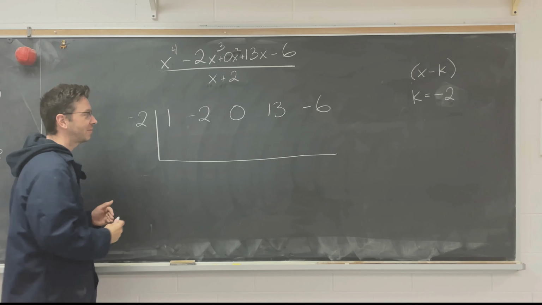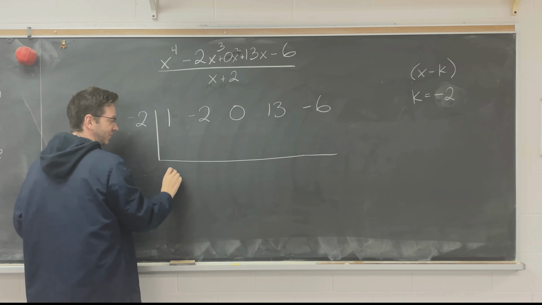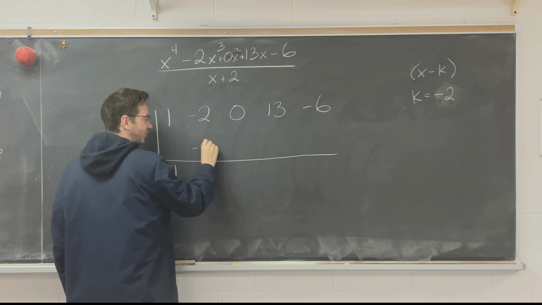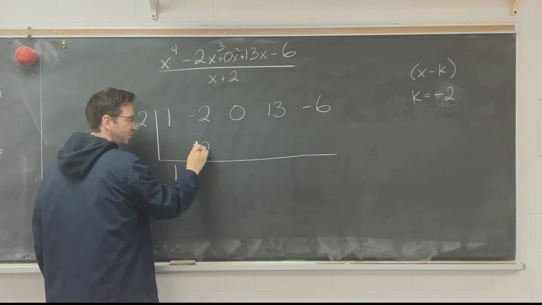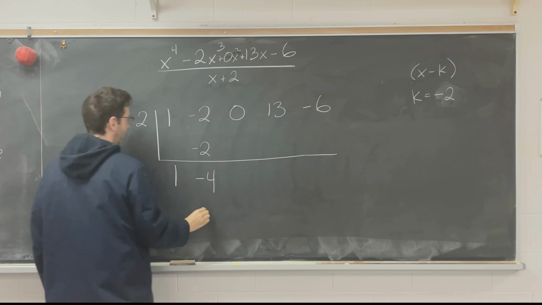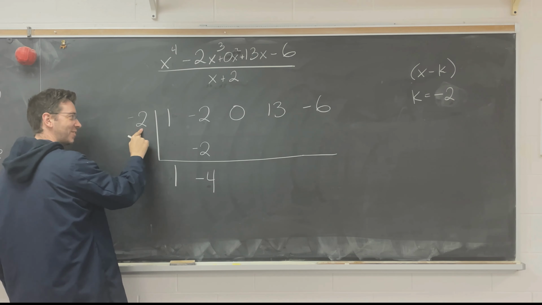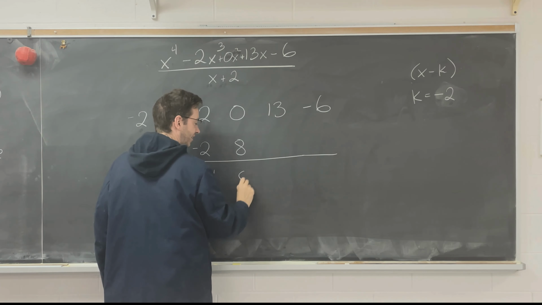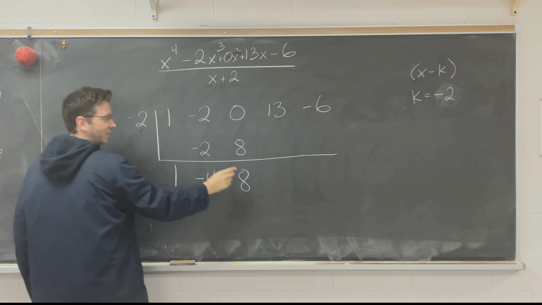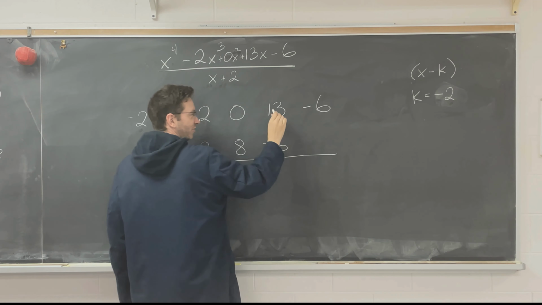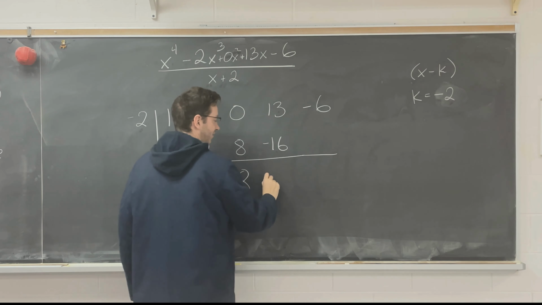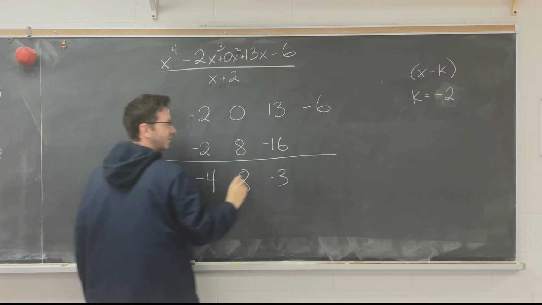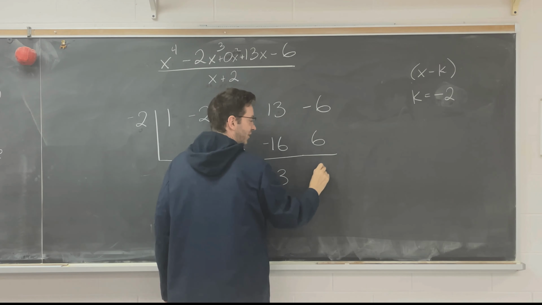So let's follow the same steps. Add 1 plus 0, that's just 1. Multiply. 1 times negative 2, negative 2. Add negative 2 plus negative 2, negative 4. Multiply. Negative 4 times negative 2 is 8. Add 0 plus 8 is 8. Multiply. Negative 16. If we add these, we get negative 3. Multiply, we get positive 6. And when we add, we get 0.